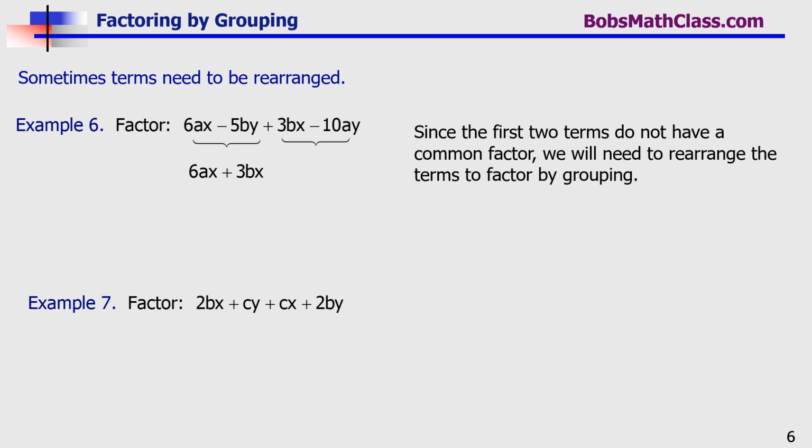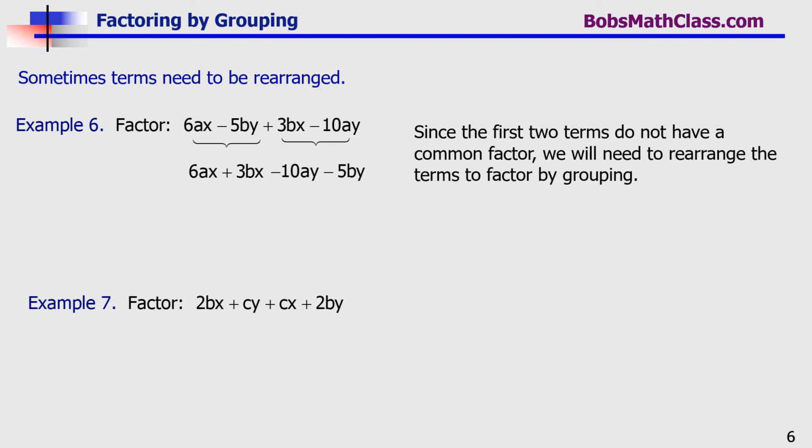Well, in the first two terms, there is an a and a b, and the a is in the first term and the b is in the second term. So in our second pair, we should try to keep the same pattern. An a in the first term and a b in the second term. So what should be third? The -10ay and then the -5by. That looks like it'll work.